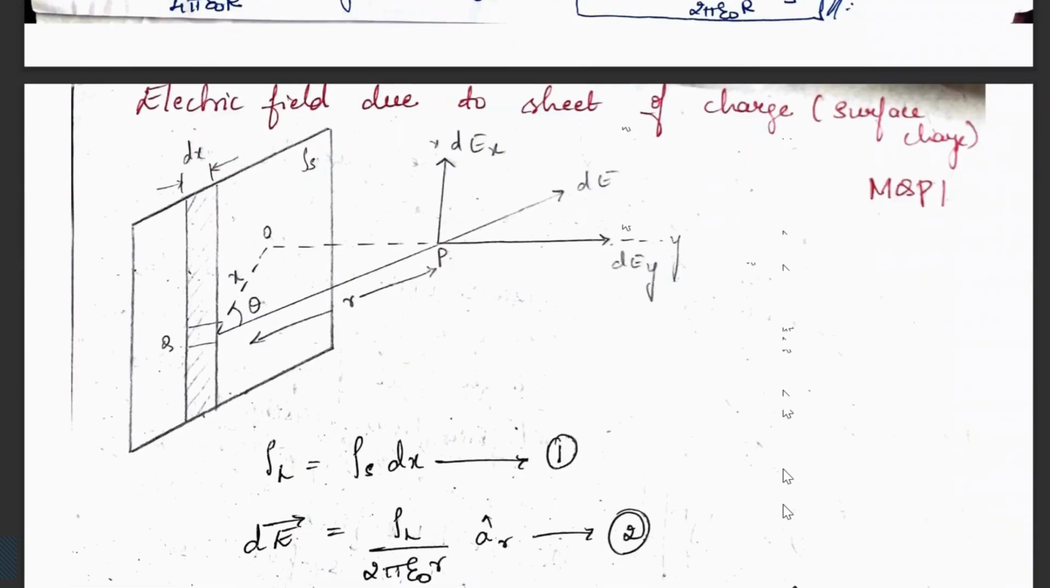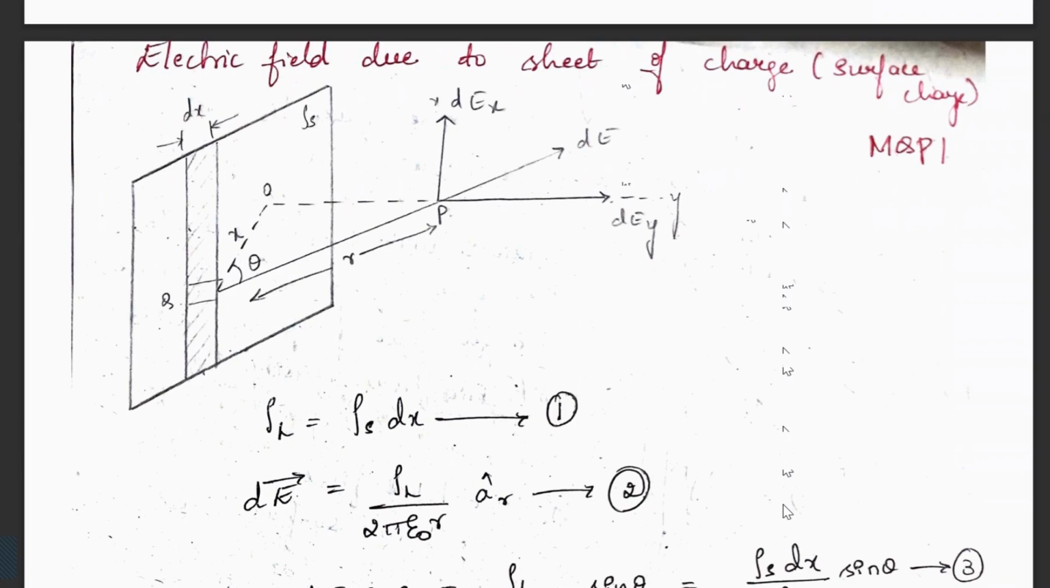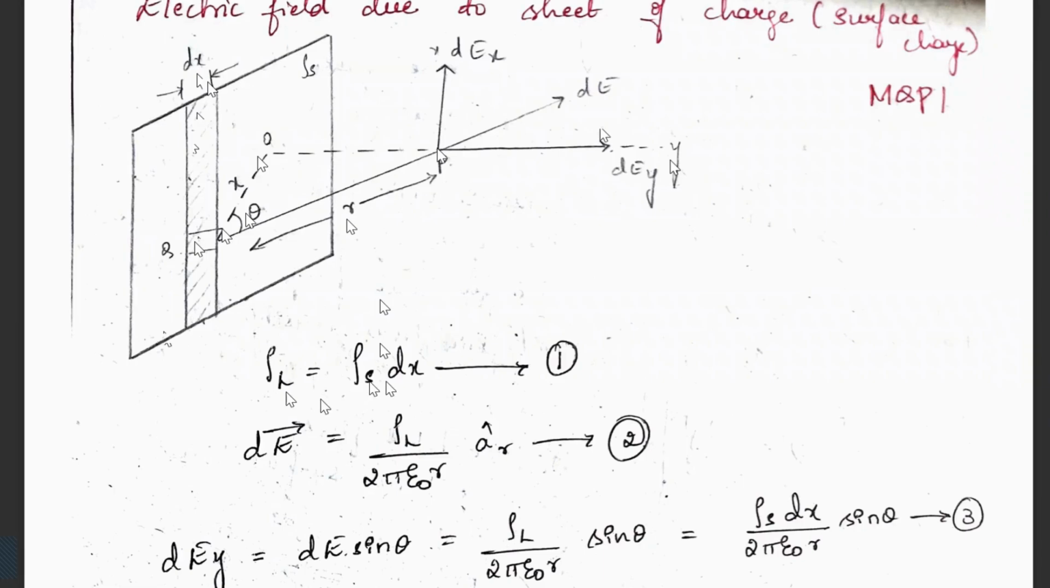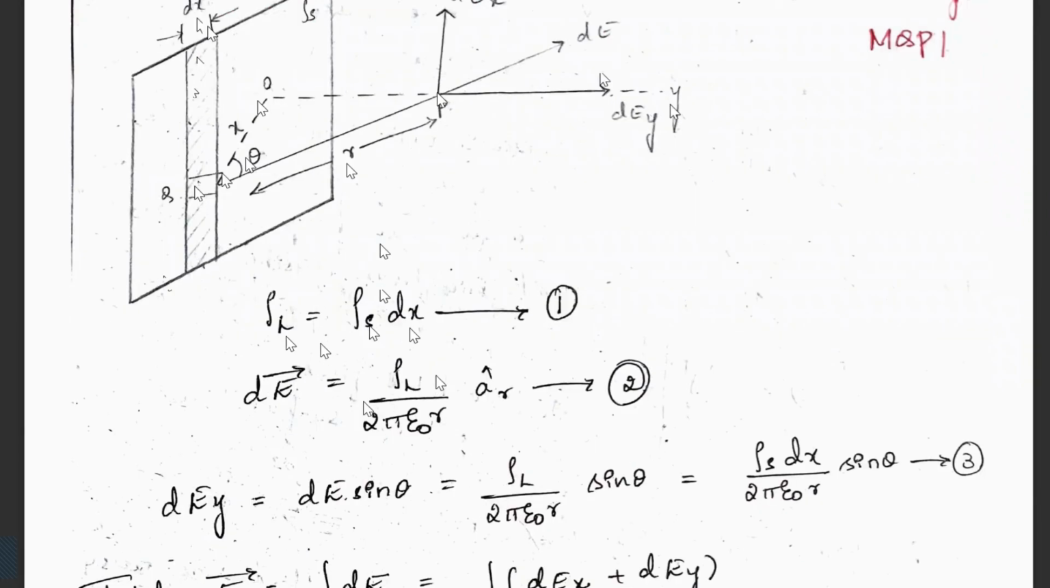Next concept is electric field due to the sheet of charge, that is surface charge. Consider a surface here, let us consider a small differential area as dx and a charge of q forming. Consider a point P which is at a distance of r from that sheet. This is angle theta, and this is along the y-axis. So as usual, rho L is given by rho S into dx. So dE vector is equal to rho L divided by 2 pi epsilon naught r into AR cap. Consider this is equation 1 and this is our equation 2. This is taken from the previous one.